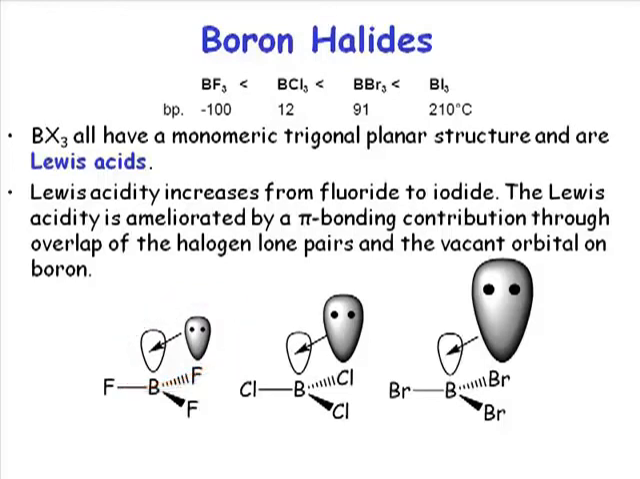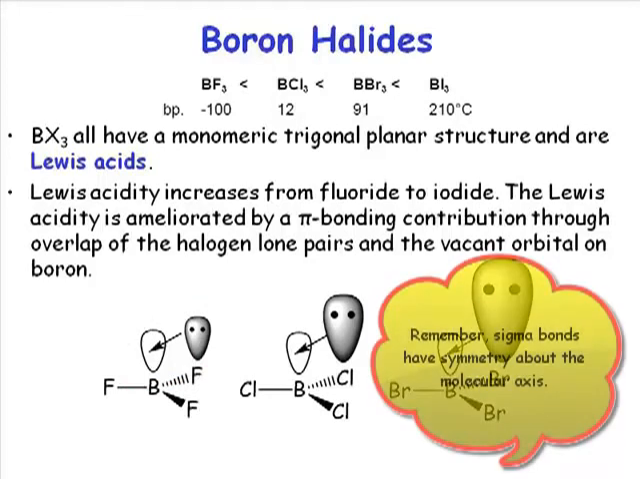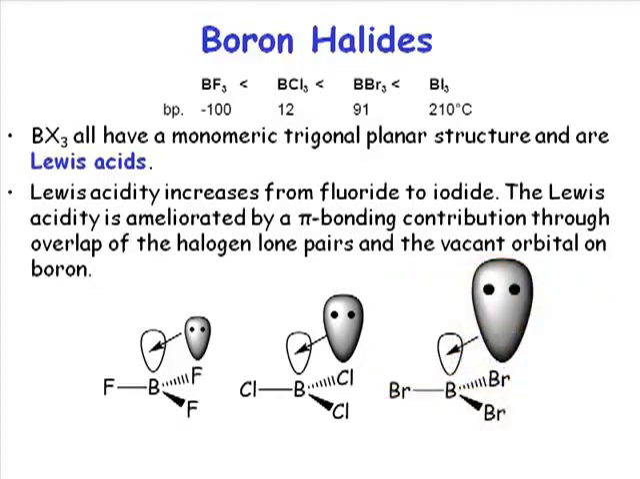What sort of bond? Would it be a sigma bond? It wouldn't be a sigma bond. Sigma bonds have cylindrical symmetry about the molecular axis. This bond is not going to have cylindrical symmetry about the axis. This bond is going to be a pi bond because we have a nodal plane about the interatomic axis here. So we have a pi-like interaction between the lone pair orbital and the vacant p orbital. So you have a pi bond type contribution to the boron-fluorine bond.